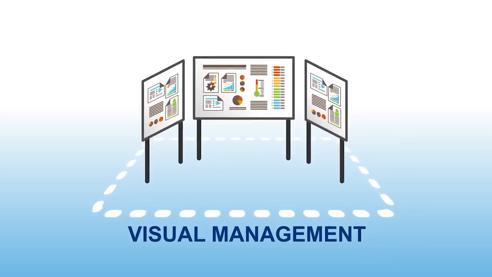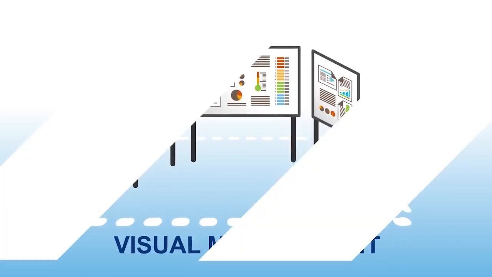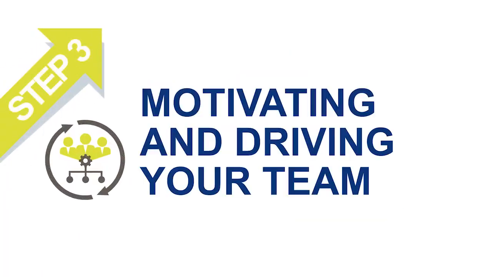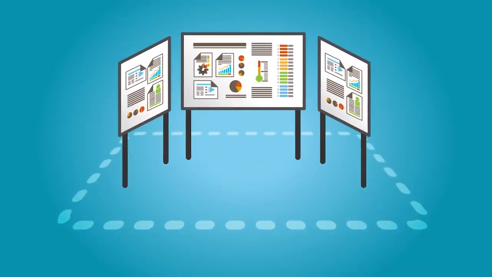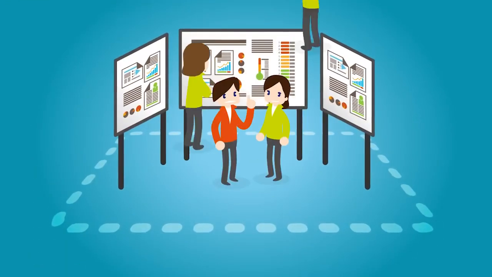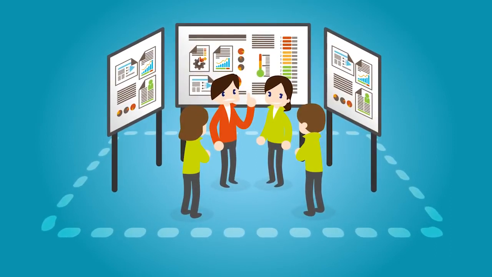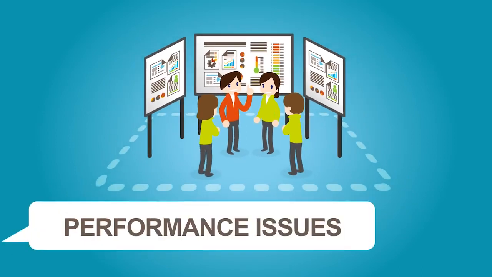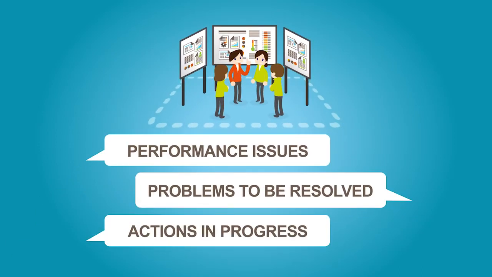Once your territory is under control and you have aligned your contribution based on the needs of your customers, you can then launch the third step, which consists in motivating your team and driving them forward. This step is covered in a 15-minute flash meeting based around this visual management. This daily ritual, performed standing up, is the chance for you and your teams to discuss openly on performance issues, problems to be resolved, and the current actions in progress.